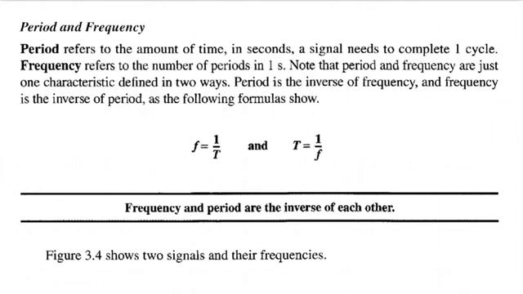Period and frequency. Period refers to the amount of time in seconds a signal needs to complete one cycle. Frequency refers to the number of periods in 1 second. Note that the period and frequency are just one characteristic defined in two ways. Period is the inverse of frequency and frequency is the inverse of period, as the following formulas show. Frequency and period are the inverse of each other.